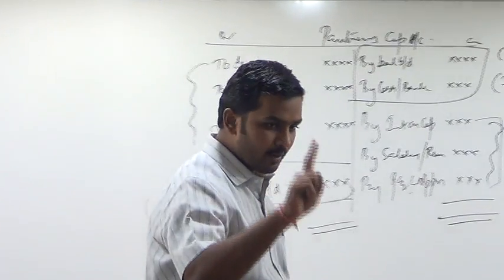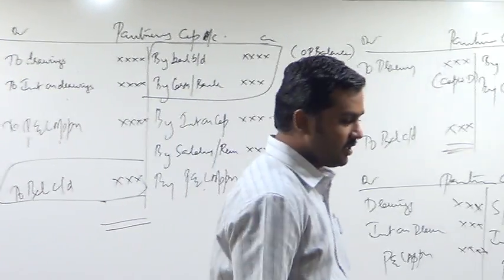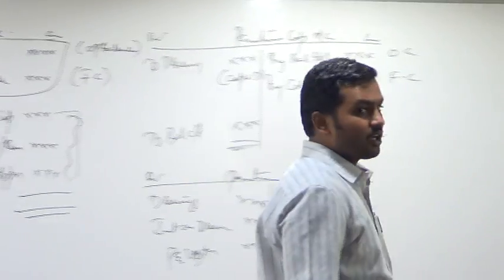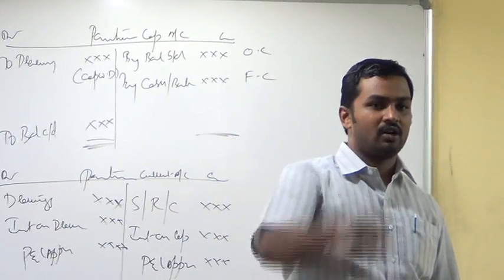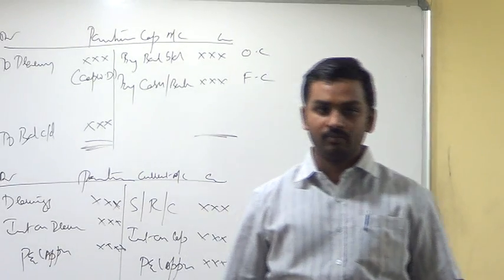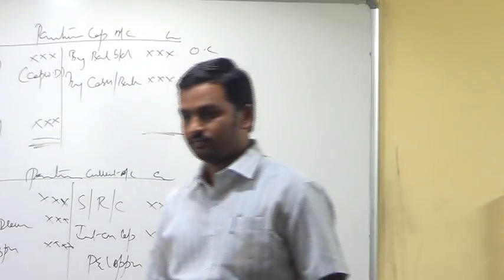So under fixed capital method, please tell me how many accounts are going to be maintained? Two accounts. Partner's capital account and partner's current account. Under fluctuating capital method, how many accounts are maintained? Only one account. What is the account called? Partner's capital account only. Is it clear?